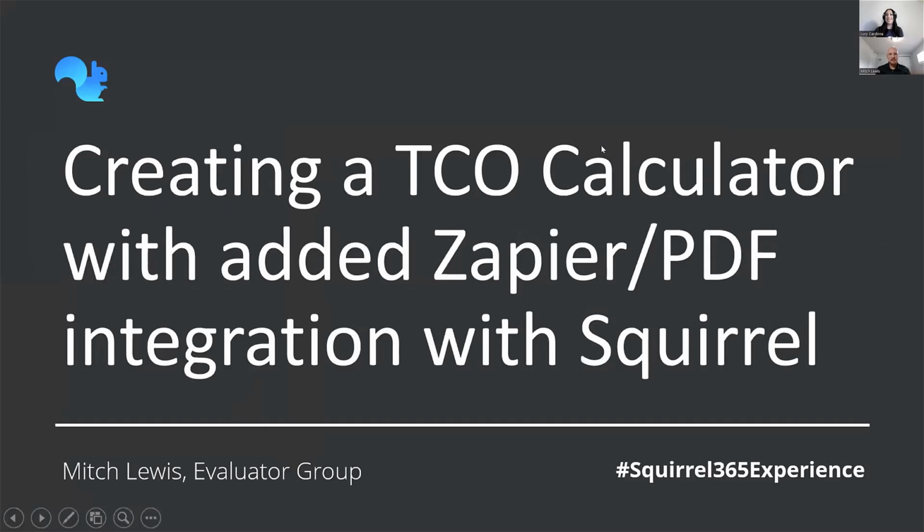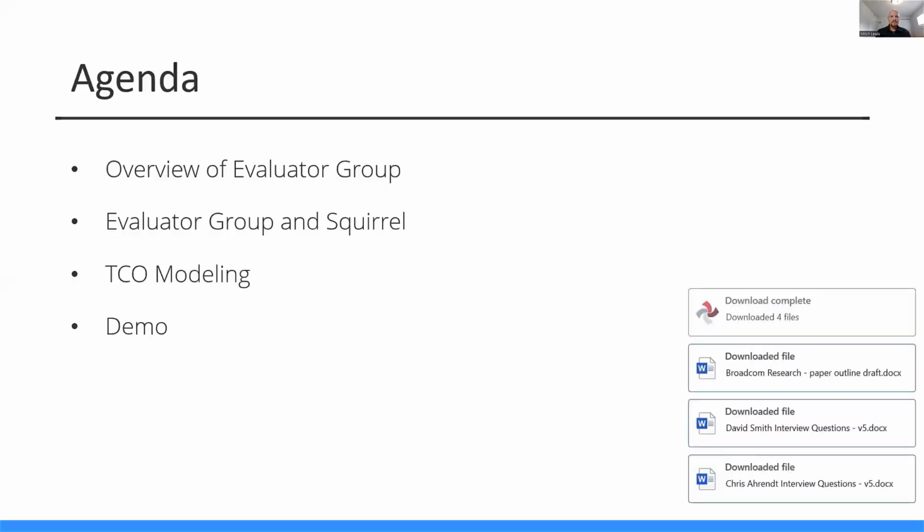I'm Mitch Lewis. I work for a company called Evaluator Group. Today I'm going to be talking about a couple of different ways that we use Squirrel, and then get into this TCO model that we made that uses some of the Zapier integrations and has some email and PDF functionality. So just a quick agenda.